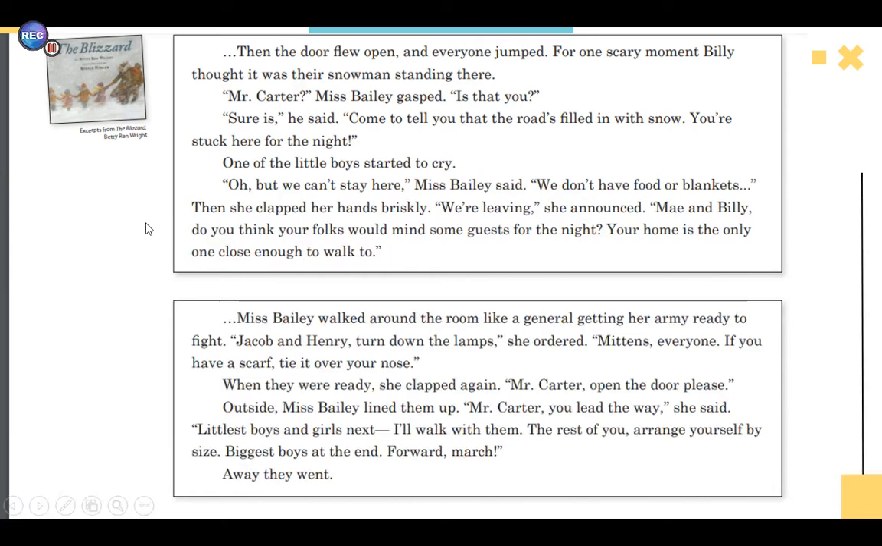We're going to look at an excerpt from a book called The Blizzard, and we're going to particularly look at the character Miss Bailey and her character traits.